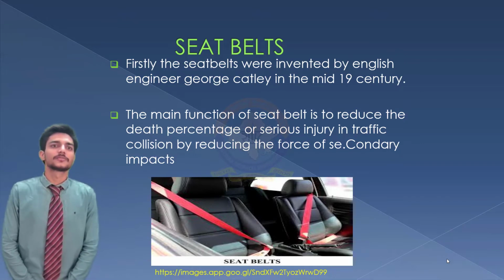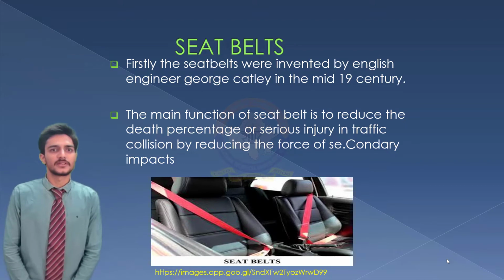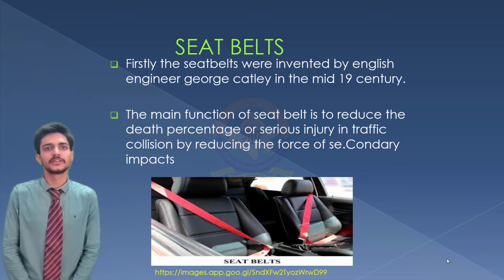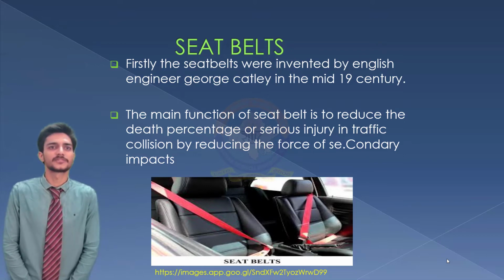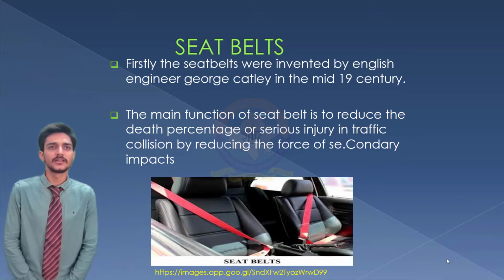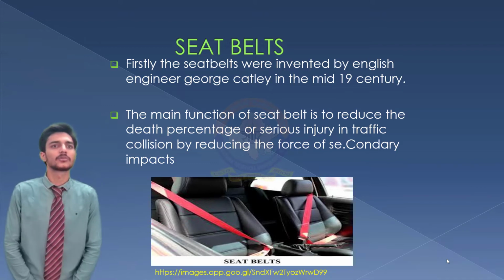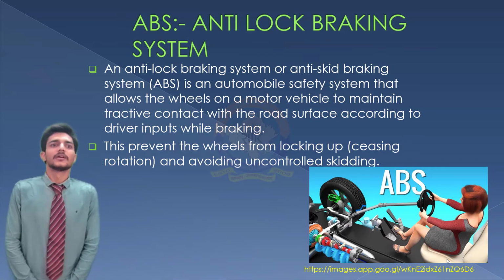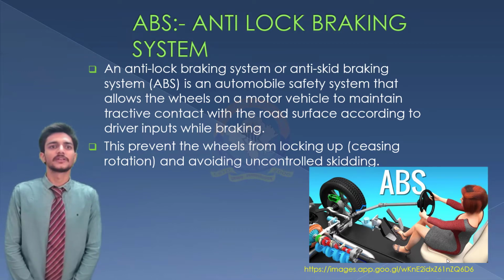Now, some data: of the 23,000 passenger vehicle occupants killed in 2020, 51% were not wearing seat belts, a 4% increase from 2019. Seatbelts save an estimated 15,000 lives and could have saved an additional 3,000 people if they had been wearing seatbelts. Moving on to the next slide, the next safety system in automobiles is ABS, that means anti-lock braking system.